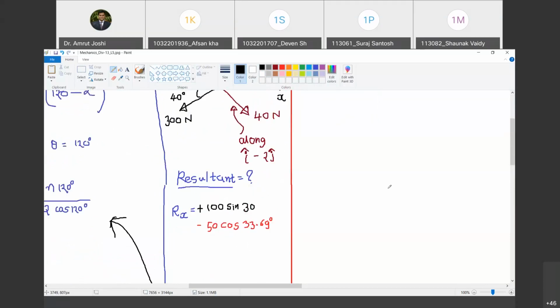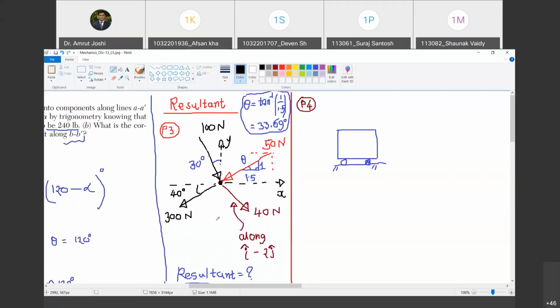Are you with me, Devan? Yes, sir. So let us go ahead now. We are now going to talk about the third force, and that is 40 Newton. For 40 Newton force, the angle is given in another way. कैसे लिखा है देखो. This 40 Newton force is along the vector i cap minus 2j cap. Happy? Yes, sir. This is another way of giving the angle.